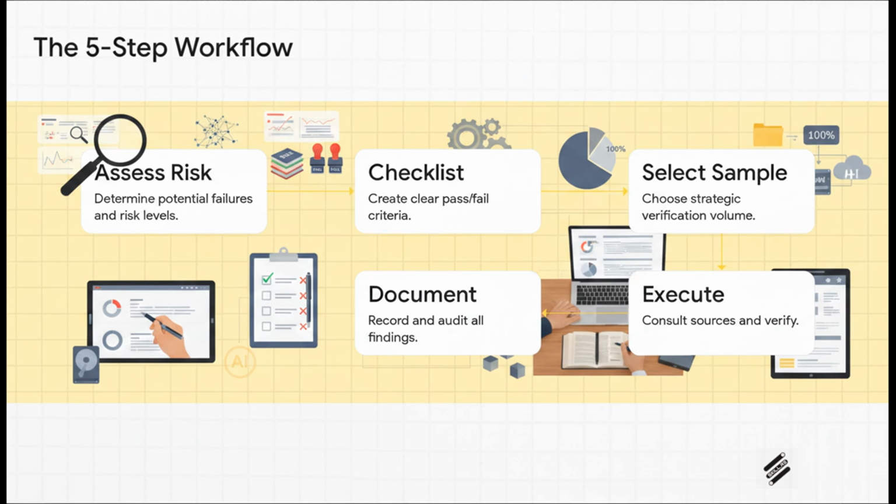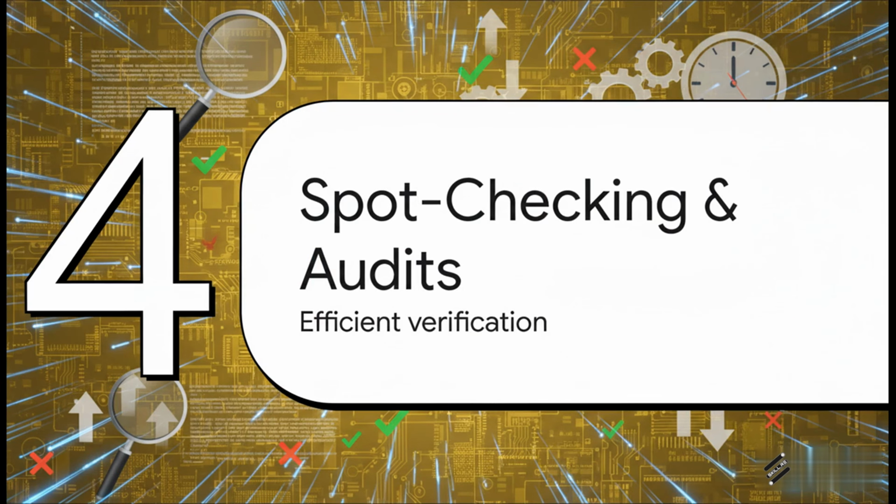Step 4. Execute. Actually sit down, consult those original sources, and run through your checklist. And Step 5. Document. Record exactly what you found. Guys, if you integrate a new AI tool into your research, this 5-step sequence is completely non-negotiable. Which brings us to Section 4, spot checking and audits.